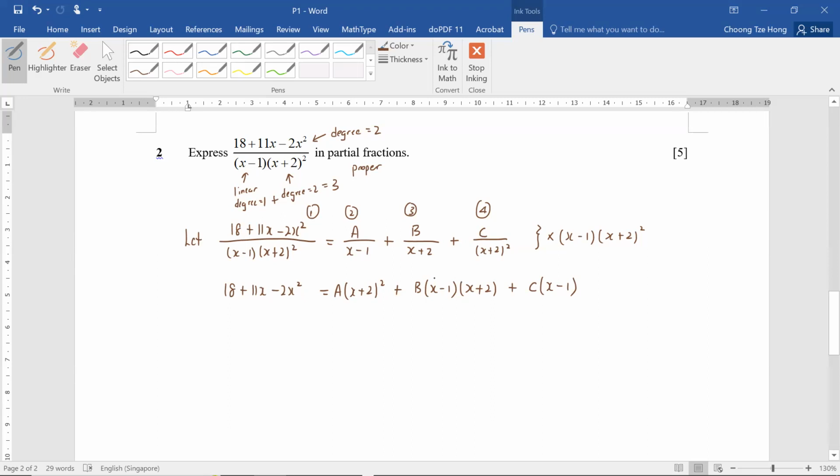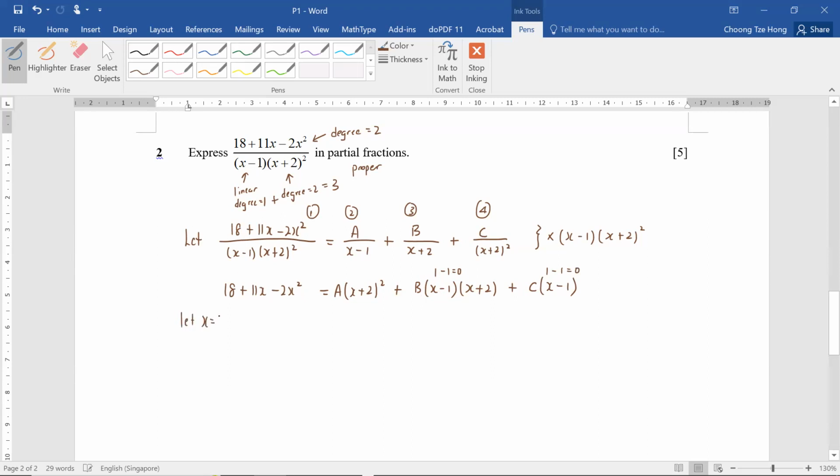Because if x equals 1, then here you have 1 minus 1, which is 0. 0 times the b times the x plus 2, the whole thing will become 0. And same thing for here, 1 minus 1 equals 0. Then b and c will be gone, then you can find A. So let's do that.